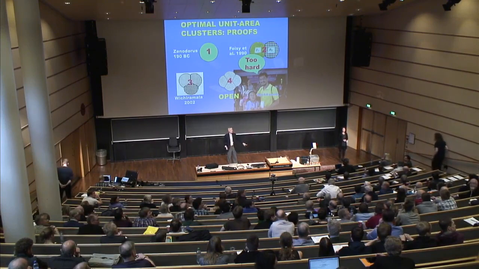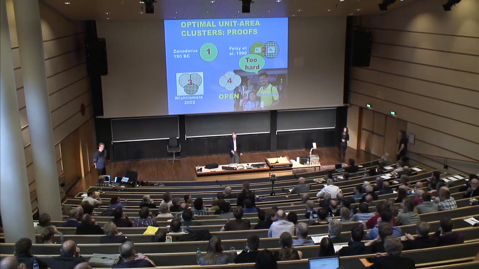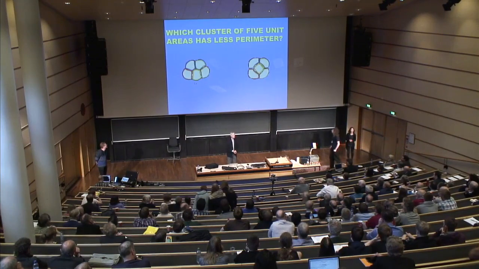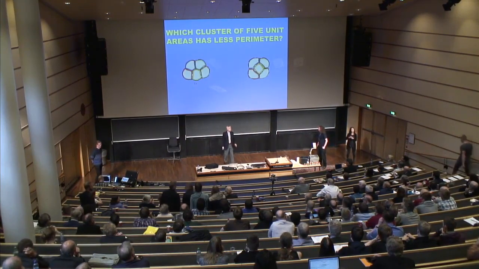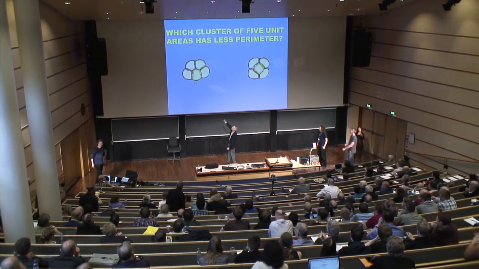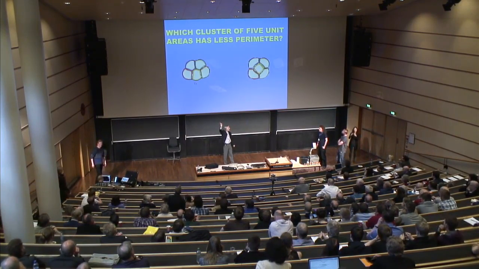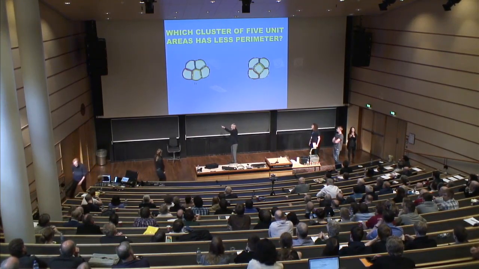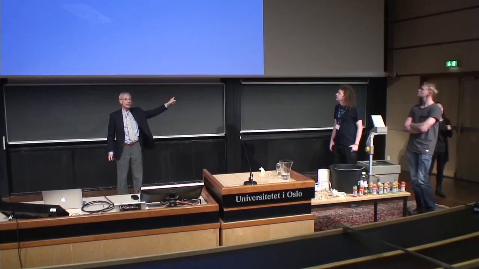There they come. We're going to have a couple of finalists here. And they're going to have to guess, as my students did, which, for example, is the best 5-bubble cluster. So we want to minimize the total perimeter, outside and inside. If you think it's the one on the left, go to the left. If you think it's the one on the right, go to the right.